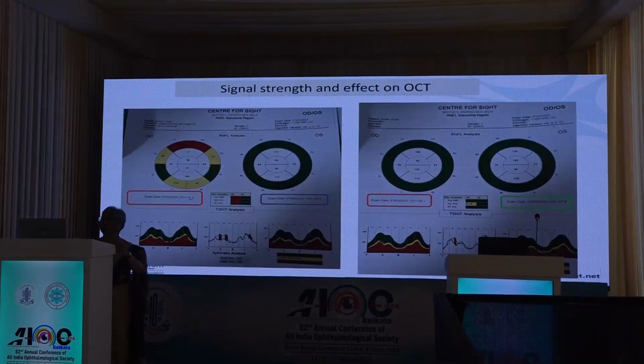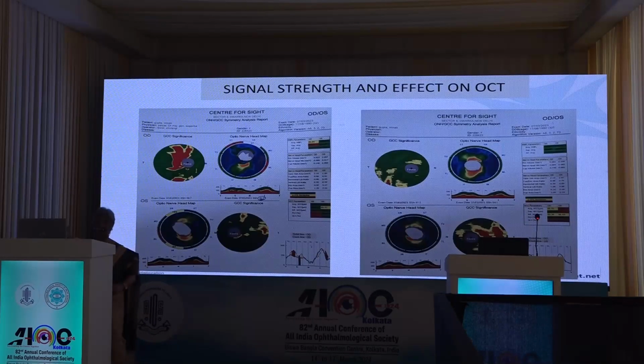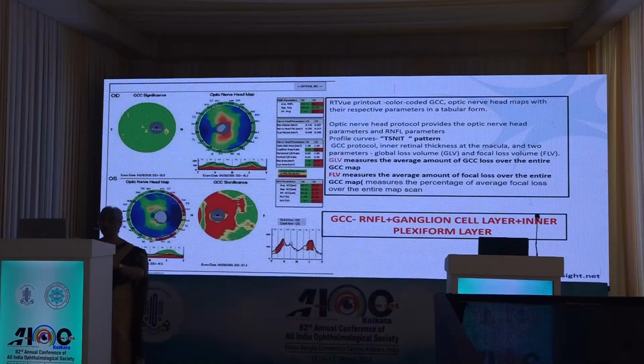Now look at the signal strength. We had one patient whose signal strength was only, as you can see, 41.8, and we had so many defects in the right eye. The left eye was okay. We said, please repeat, signal strength very low. And lo and behold, once we did it, everything became absolutely normal. So signal strength is that important. Mind you, the signal strength for your RNFL is different, for your ONH, and for your GCC it is also different. Here also we find a significant difference once your signal strength improves.